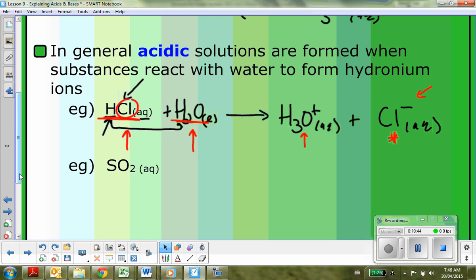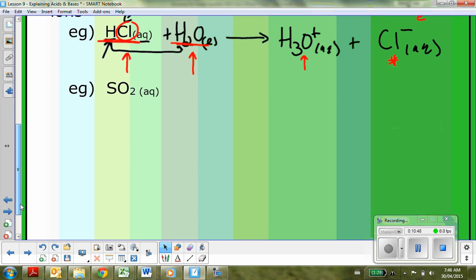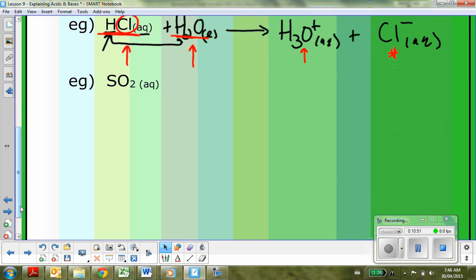Okay, so let's do the same thing for sulfur dioxide. And I keep meaning to change this in my notes. This is actually a complex one that I should be looking at on Monday instead, but let's look at it anyways. So let's react it with water.